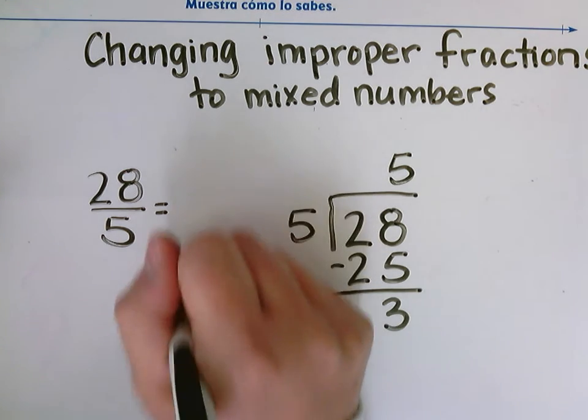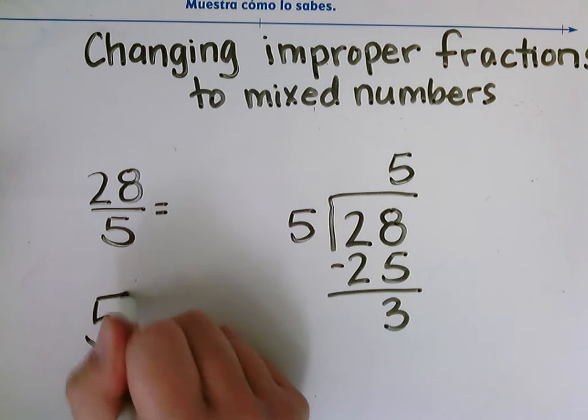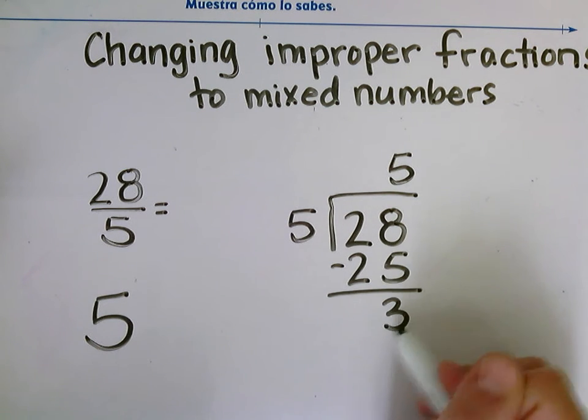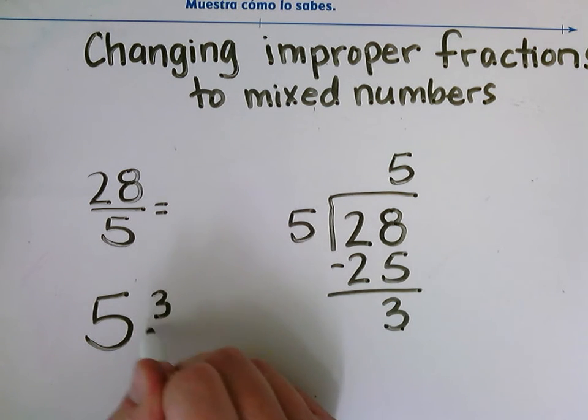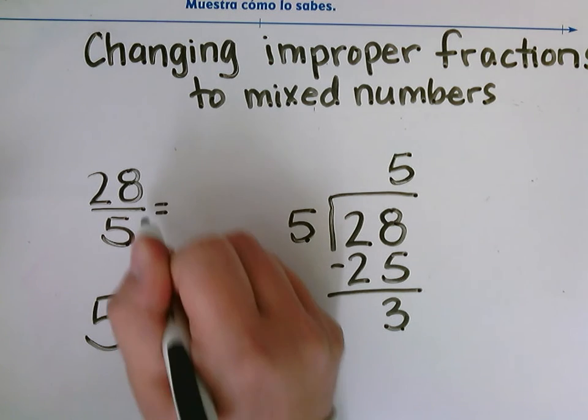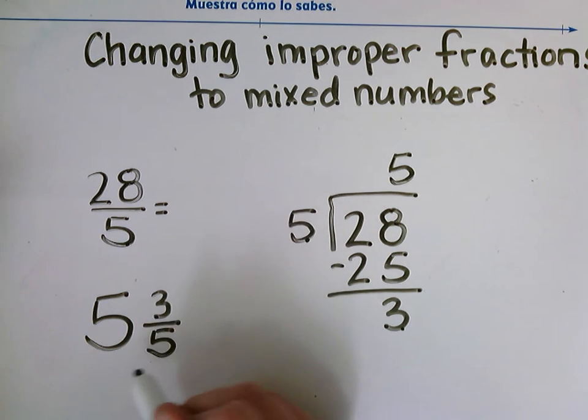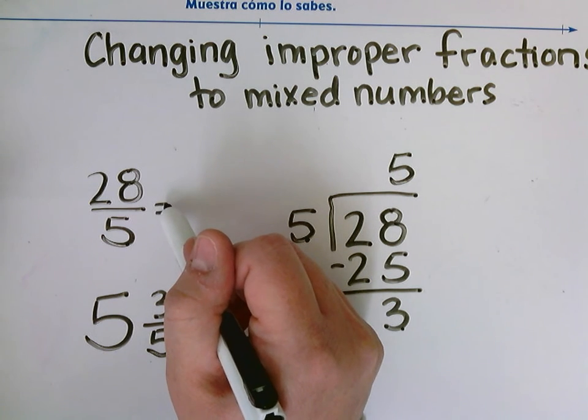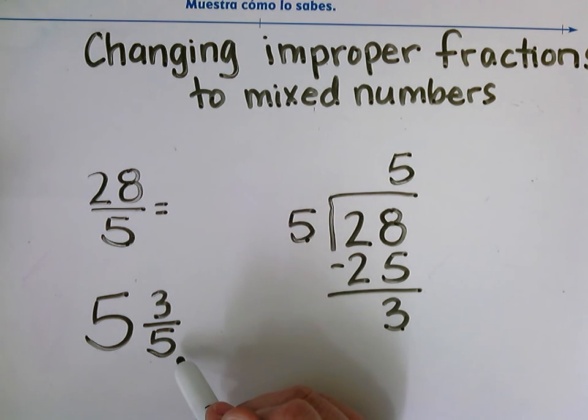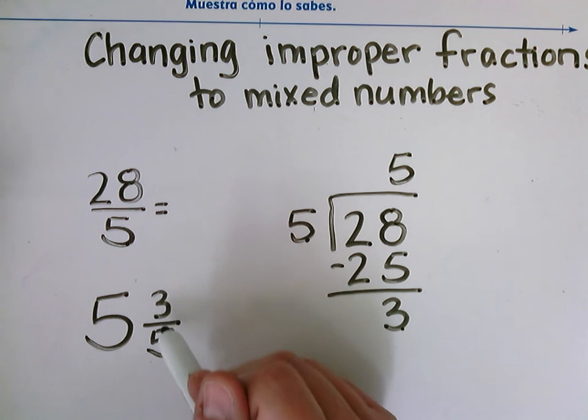My quotient is my whole number. My remainder is my numerator. And my denominator stays the same. It was my divisor. Stays the same. So 28 fifths is equal to 5 and 3 fifths. So 28 fifths is an improper fraction. 5 and 3 fifths is the mixed number. They are equal to each other.